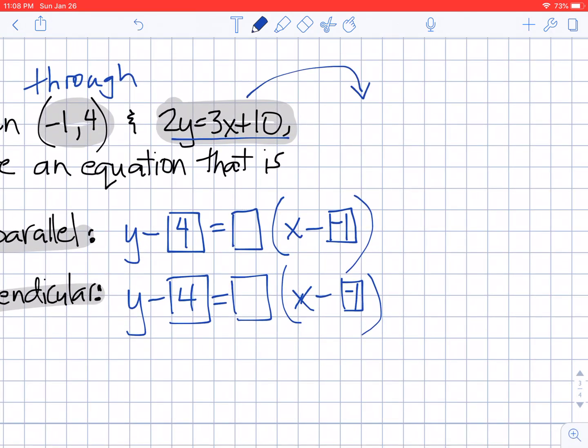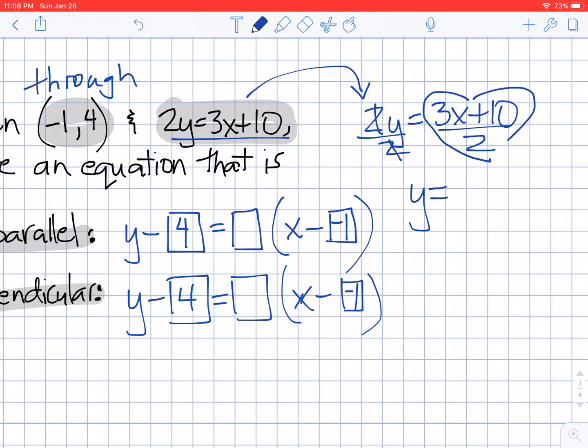So again, we get y by itself by getting rid of that 2 in front. So we're going to divide both sides by 2. Again, the 2's on this side cancel, leaving me just y. On the right side, don't forget we have to divide the 2 into both of those pieces. So 3 divided by 2, I just write it as 3 halves x, plus 10 divided by 2 is 5. So we can see here the slope is 3 halves.